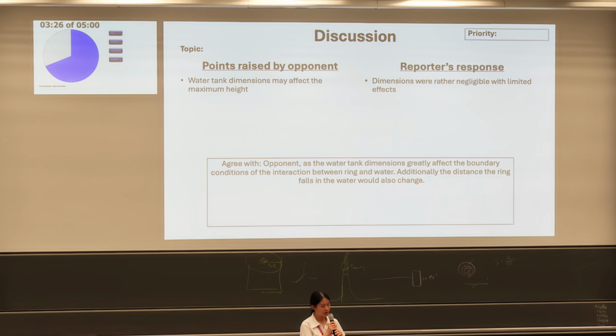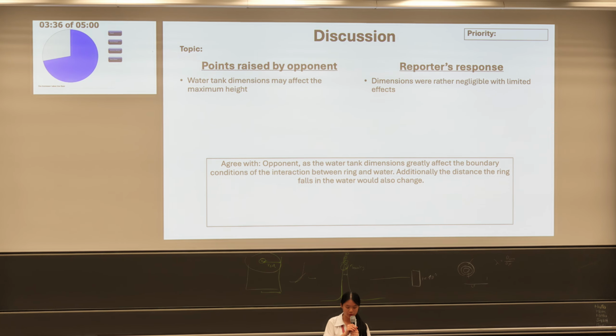Our next point of the discussion would be about how the water tank dimensions might affect the maximum height. The reporter's response was that dimensions were rather negligible with limited effects. In this case, we agree with the opponent as the water tank dimensions greatly affected the boundary conditions of the interactions between the ring and the water. Additionally, the distance the ring falls into water would also change.